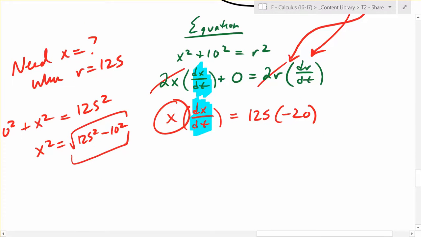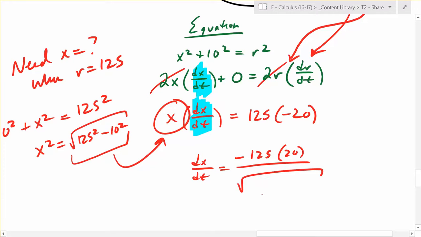So we take that and we put it there, and we end up with dx/dt is equal to negative 125 times 20 all over the square root of 125 squared minus 10 squared. Now, would you have to use your calculator to find the nice answer to that? Why is it negative 125? Because I just bounced the negative to the front of this. That's fine. Again, no, but do you see what I mean?